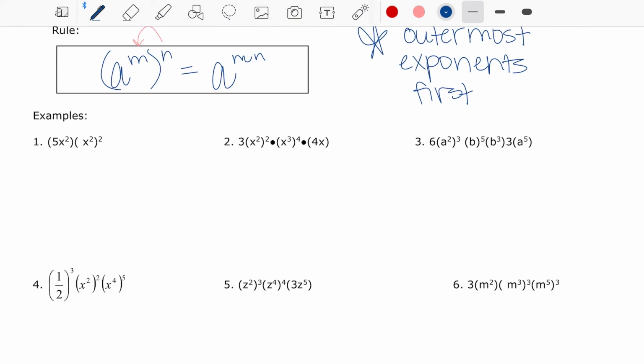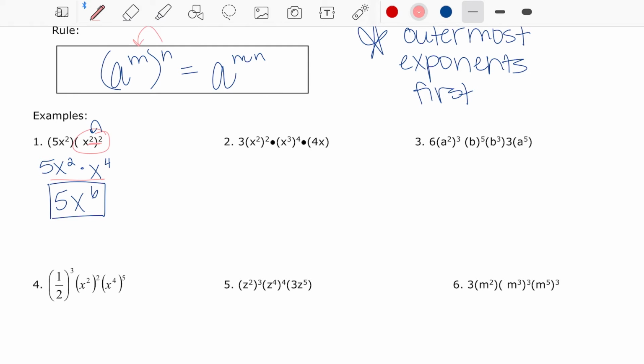So let's take a look at number 1. For number 1, we have 5x squared times x squared, all to the power of 2. Right here, I see that I have a power raised to another power, which means that that 2 is going to multiply with my exponents. So my 5x squared will stay the same for now, and x squared raised to the power of 2 becomes x to the 4th. And now I'm still not fully simplified because I'm multiplying same bases, which means I can add those exponents to get 5x to the 6th.